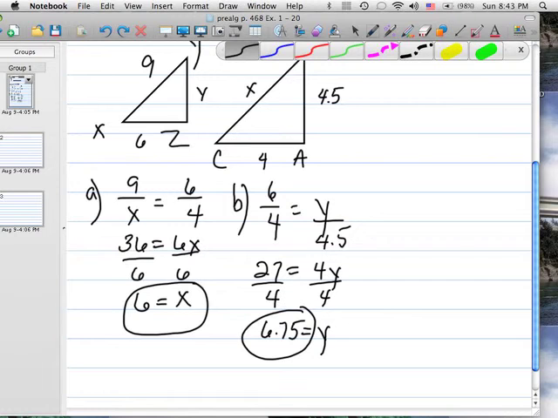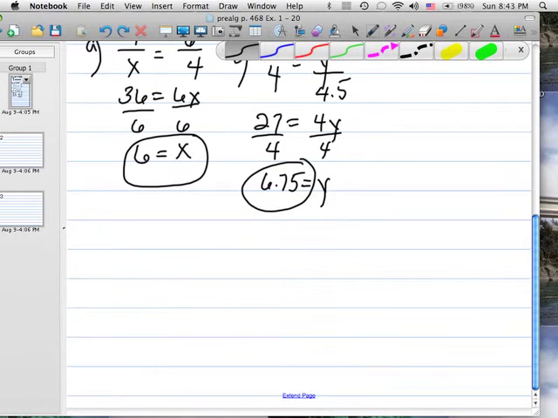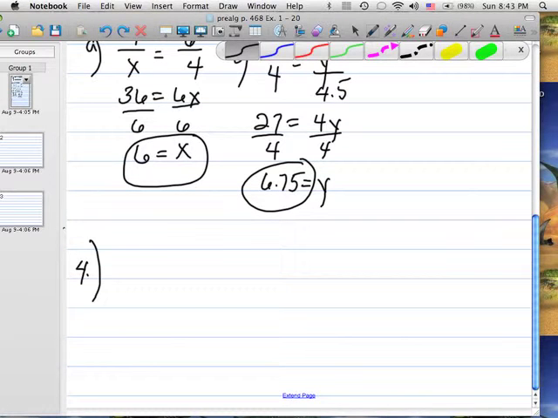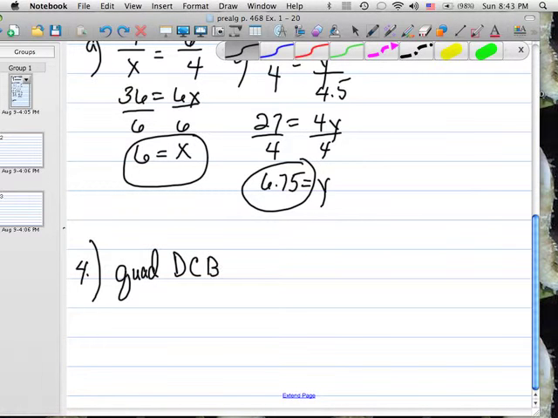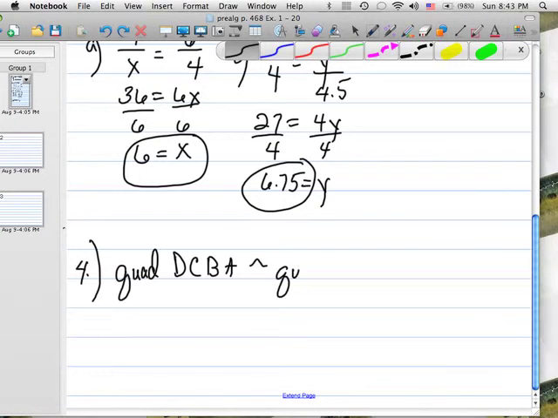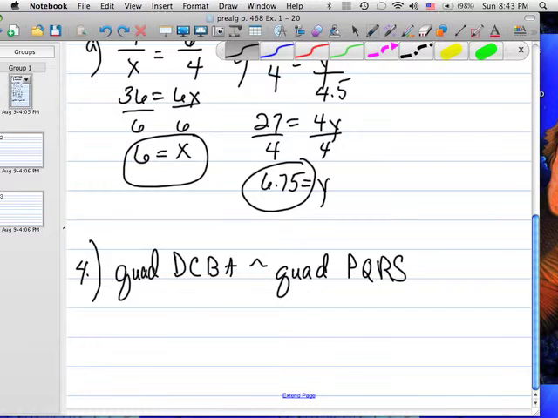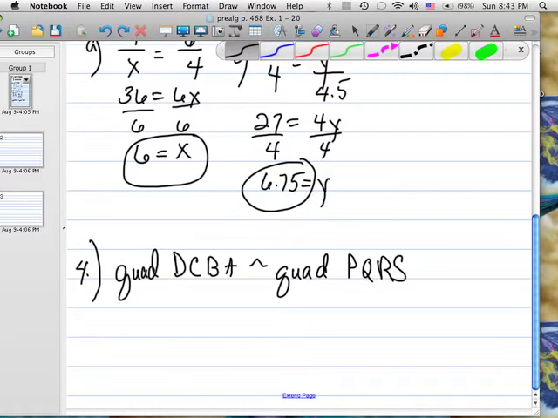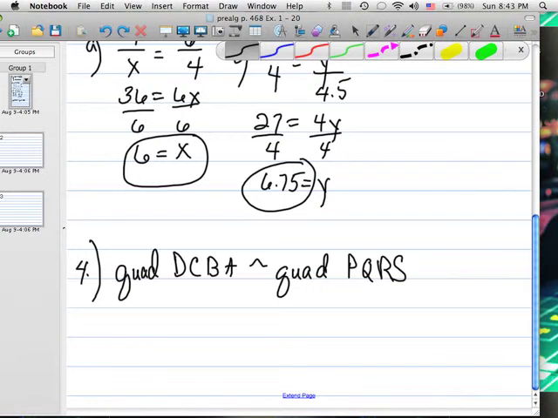Number 4, we have quadrilateral DCBA is similar to quadrilateral PQRS. Now look carefully at the diagrams in your book on 469, and we're going to set up a proportion to solve and find X and Y. I'm looking for 2 sides in each figure, similar shapes that are given in the same place, so I can use them to set up the ratio.